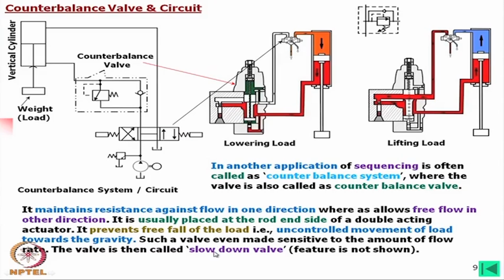Usually that slow down valve is used where the loads are limited, say in the case of a forklift truck, when the load is being lifted. That feature is not shown, but basically that is also called a counterbalance valve. So, at least you can understand what a counterbalance valve is and what their applications are.